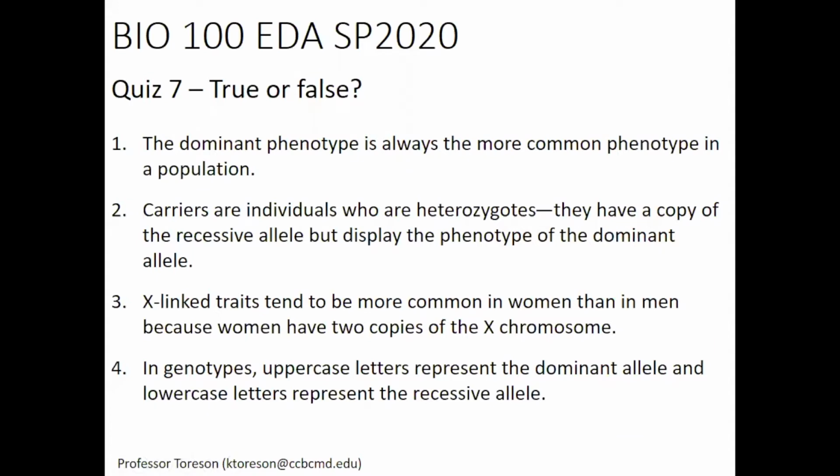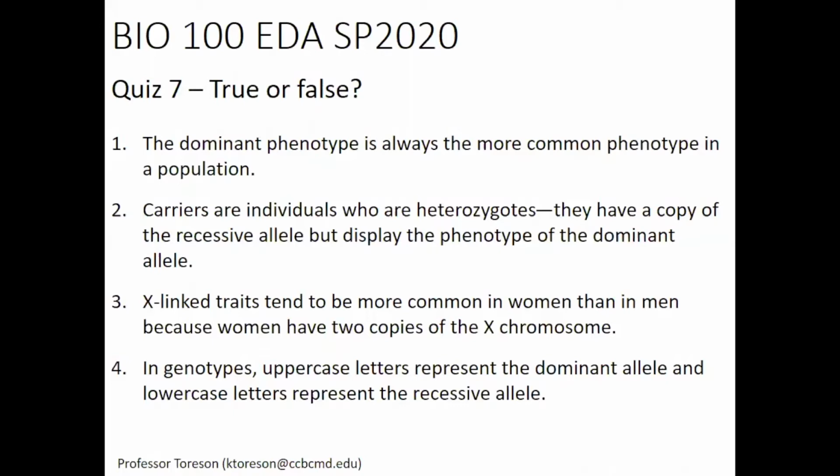In this video, I'm going to go through the questions and answers for Quiz 7. Number 1. The dominant phenotype is always the more common phenotype in a population. This is false. The dominant phenotype simply refers to whether or not that particular allele is dominant to the recessive allele. It has no bearing on whether or not it is the more common phenotype in a population.